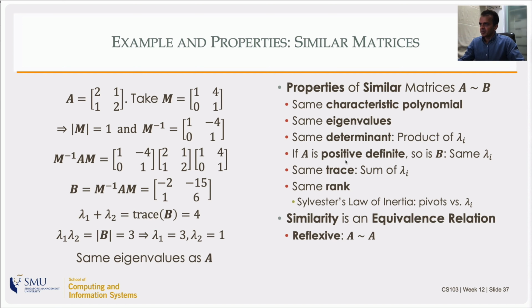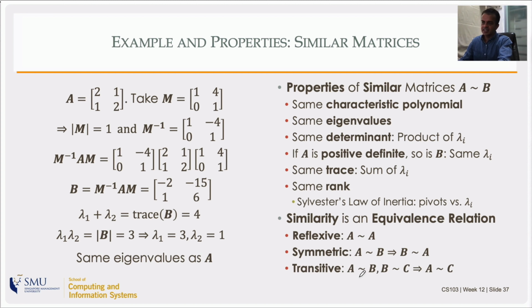And one extra thing, almost purely mathematical here, is that similarity is what they call an equivalence relation, which means it's reflexive: a matrix is similar to itself. It's symmetric, which means if A is similar to B, then B is similar to A. And it is transitive: A similar to B and B similar to C would mean that A is similar to C. The proof is very easy for all these things.